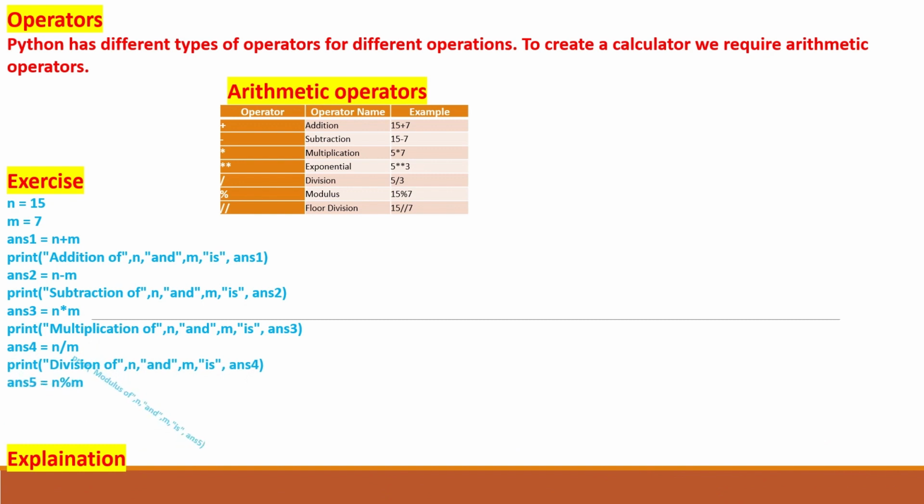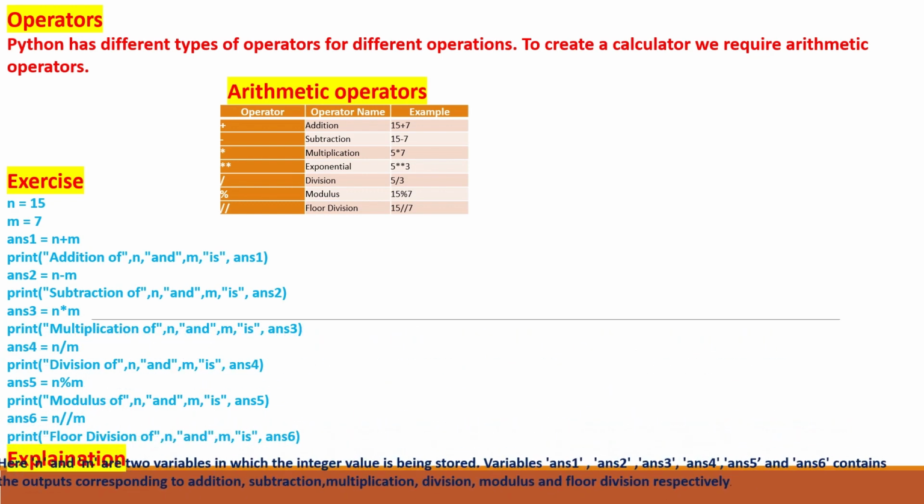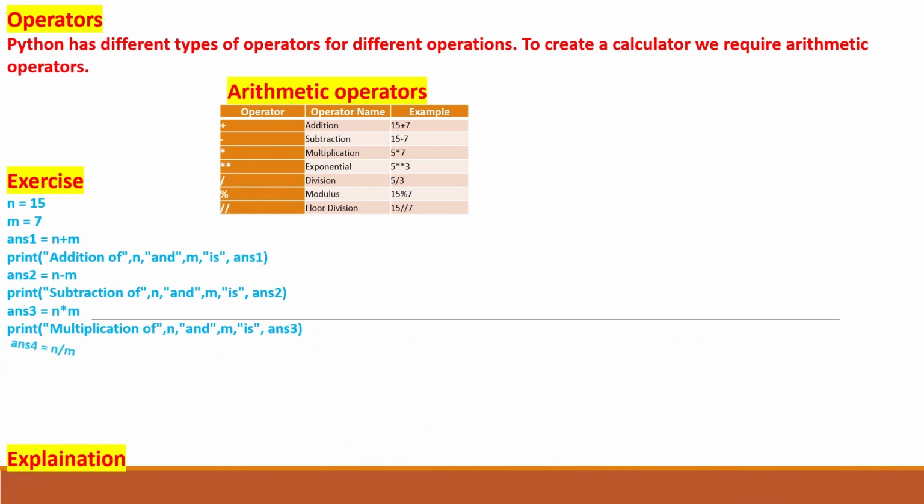ans3 is equal to n * m. Print multiplication of n and m is ans3. ans4 is equal to n / m. Print division of n and m is ans4.